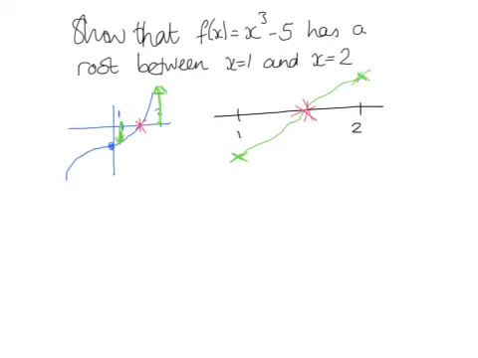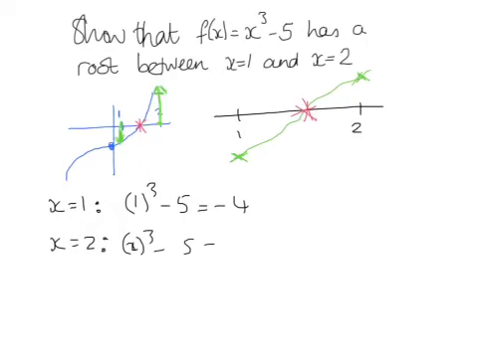So what's happening at 1? When x is 1, well, 1 cubed minus 5 is minus 4, that's negative. At x is 2, well, 2 cubed minus 5 is 3, that's positive. So we've done it. We've got a sign change.